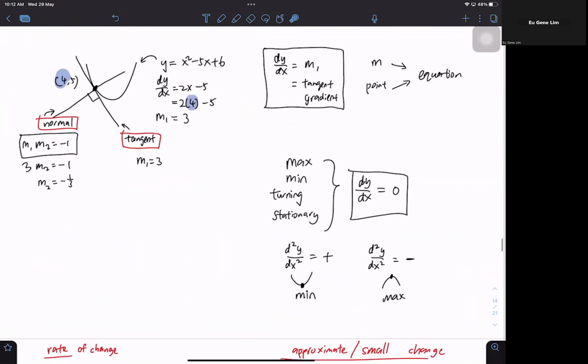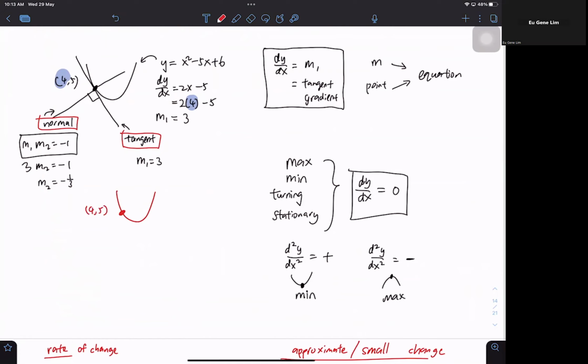Next topic, tangent and normal. Still remember tangent and normal? First you do like this. First, you always draw a curve. Then you put a point. You simply draw a point. You might as well label the point also.